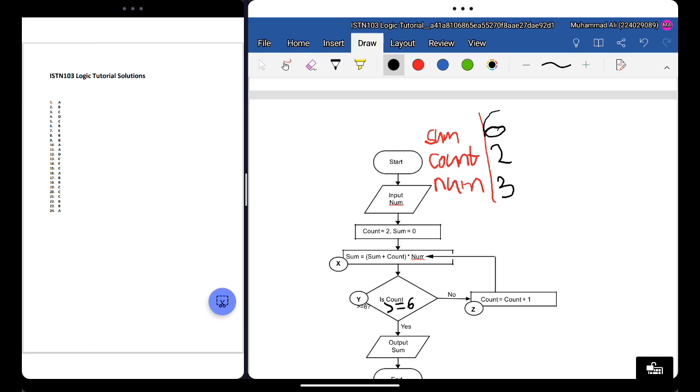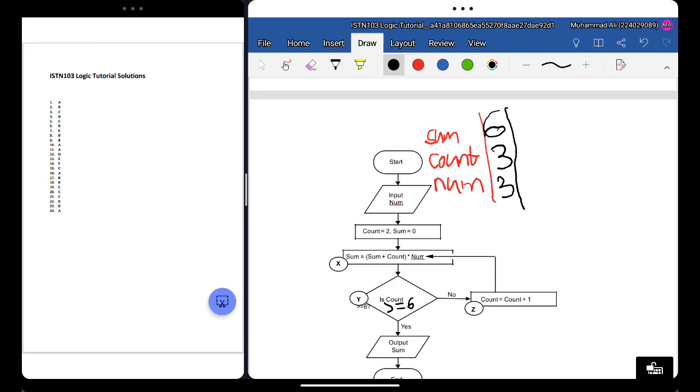No, sorry, count is still 2. So no. Then we say count equals count plus 1. The updated count we got is 2, so 2 plus 1 is 3. You see, I need to erase this, because the count was actually going to change also. So no problem. You see how in one iteration your variables change. And then now we go back. Now we are done with the first iteration.